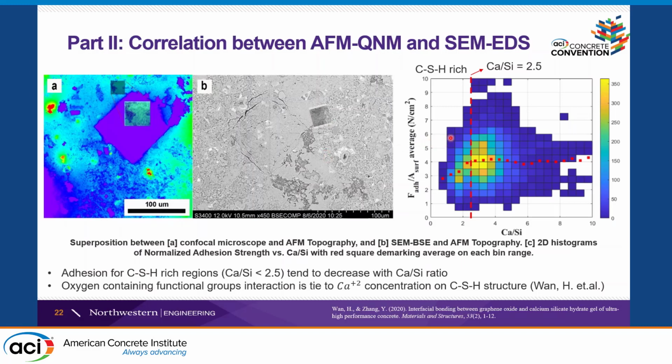And this plot is the adhesion strength versus calcium to silica ratio. We saw that for a calcium to silica ratio lower than 2.5, that is for CSH, we saw a decrease in the adhesion strength with the multi-wall carbon nanotubes functionalized. And this has been shown with molecular dynamics of GO and different calcium to silica ratio CSH, and is due to the interaction of the amount of calcium in the system and the oxygen groups in the CSH.